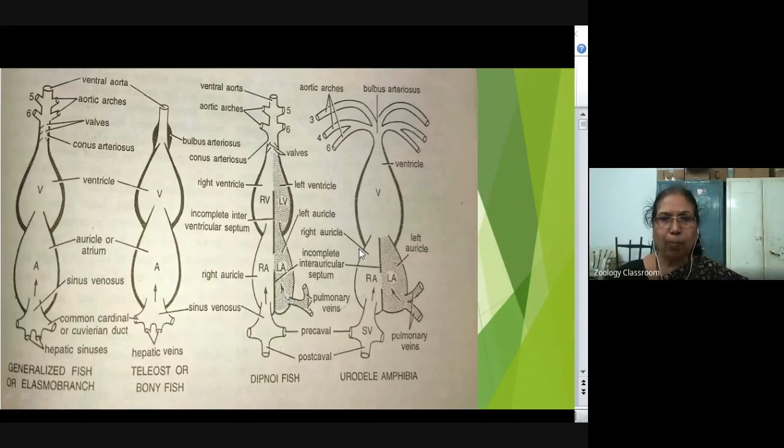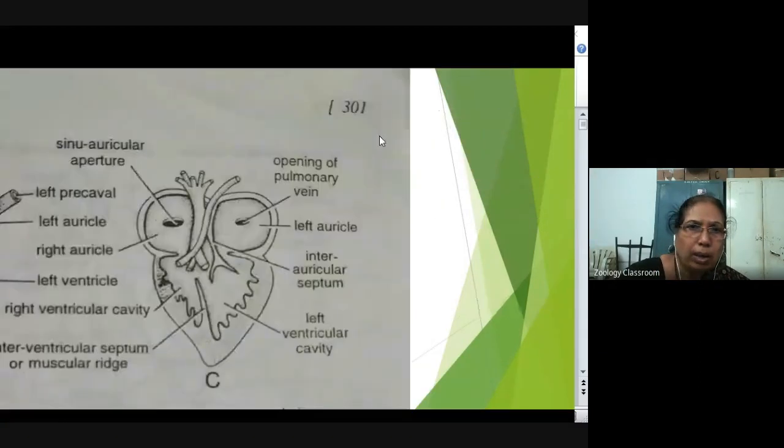Then in amphibia, for example in the salamander, there is also a right auricle and left auricle, and pulmonary circulation is also formed. But the ventricle is single, so mixed blood is transferred towards the body. This conus arteriosus is called the bulbus arteriosus. It is found in amphibia.